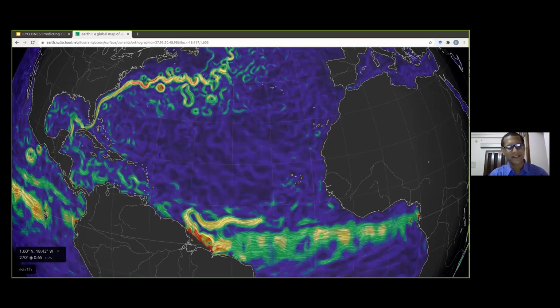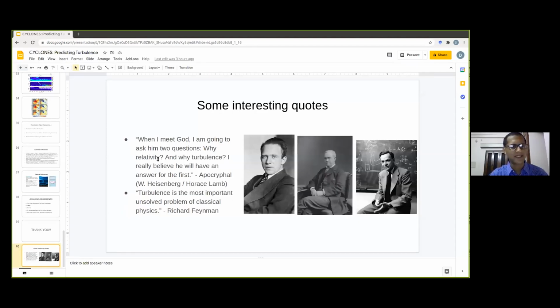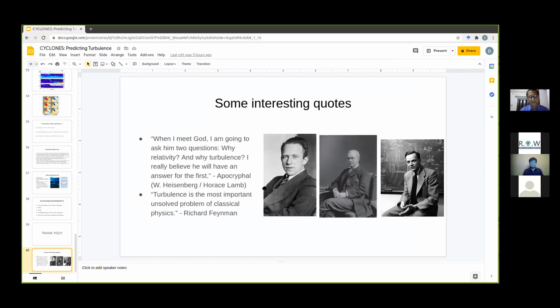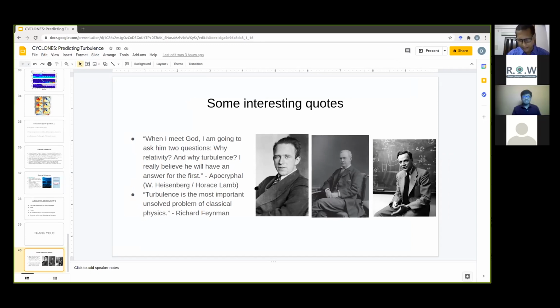There are these very nice quotes by famous scientists. The first quote is that when I meet God, I'm going to ask him two questions: why relativity and why turbulence? And I really believe that he will have an answer for the first one. Some people credit this quote to Werner Heisenberg, who is a famous physicist. Some people credit it to Horace Lamb, who is a famous fluid dynamicist. But essentially, it means that turbulence is a very difficult problem, and even people like Heisenberg dipped their hands in Navier-Stokes and burnt them, as one of the professors that I studied from used to say.